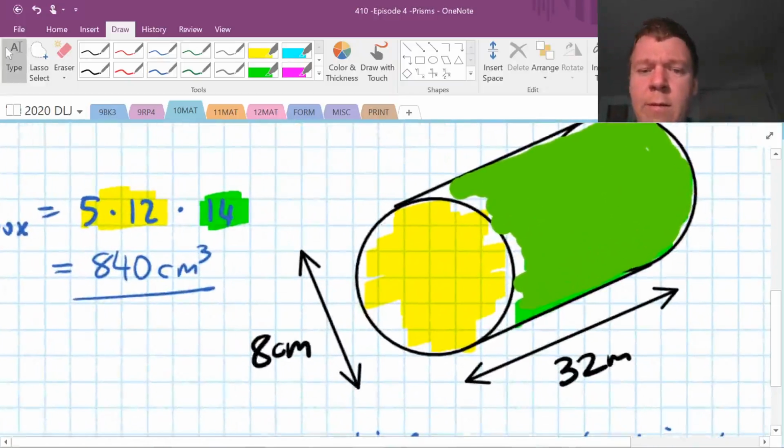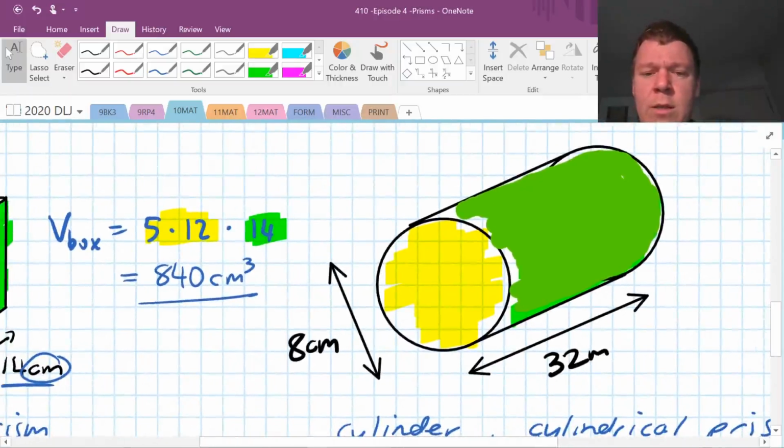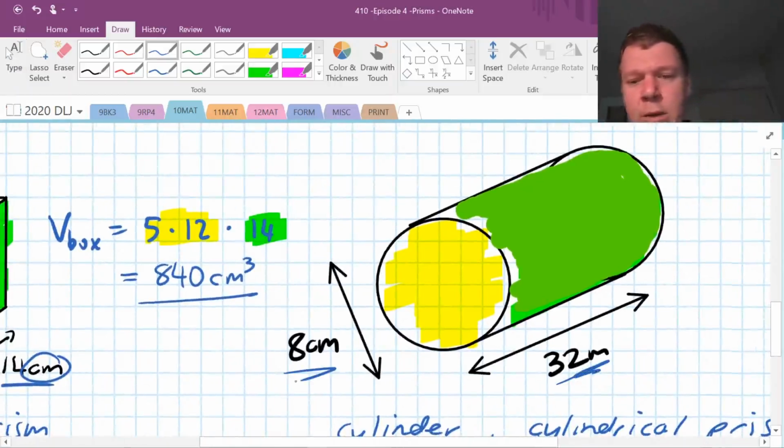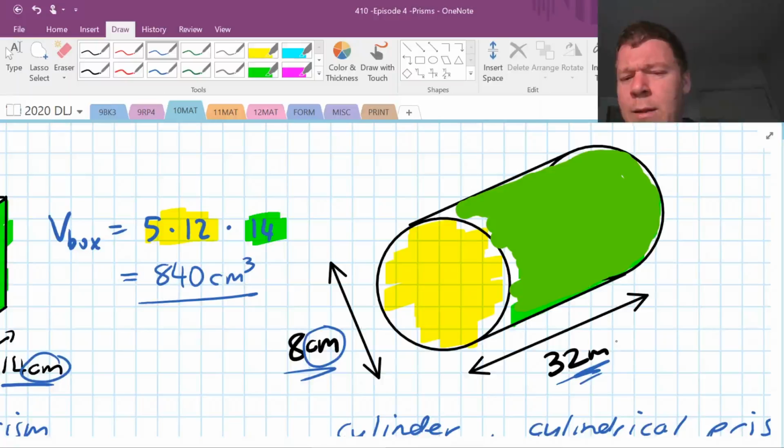Okay, the cylinder. In this question, we've got different units. We've got centimeters and we've got meters. I know I always tell you to go into meters, but I think in this case we would get a bit of a nasty decimal, so we'll avoid using it.